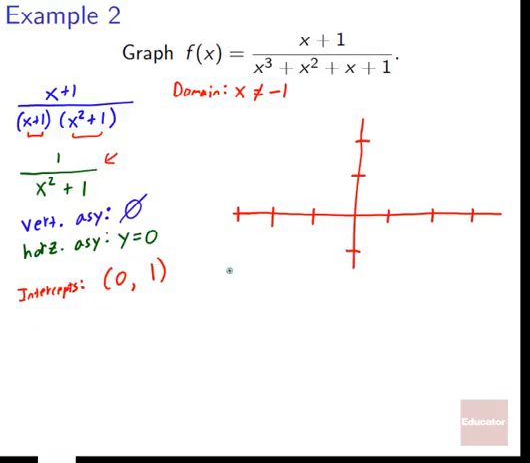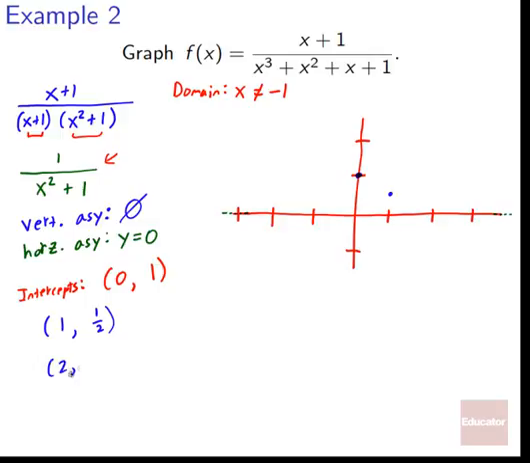So at this point, they probably want a few more points, right? Let's see. Our horizontal asymptote is just our x-axis. Vertical asymptote, we have no vertical asymptote. We can plot in our intercept at 0, 1, so here is a point. And now let's start looking at some other points. If we plug in positive 1, 1 over 1 squared plus 1 gets us 1 half. Okay, 1 half, here we are.